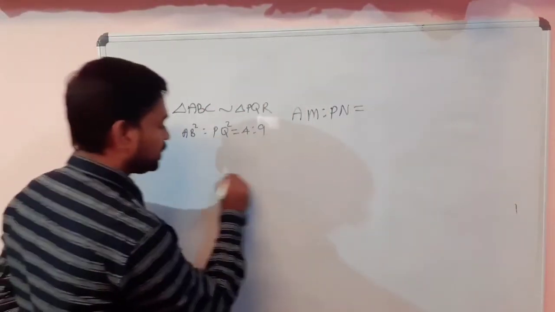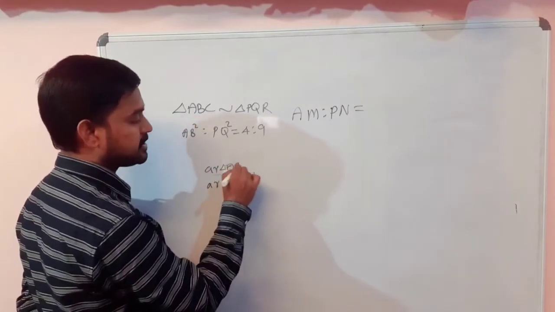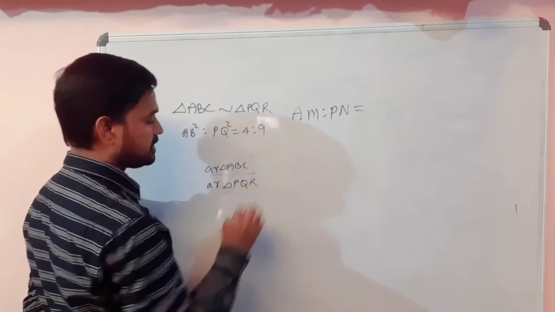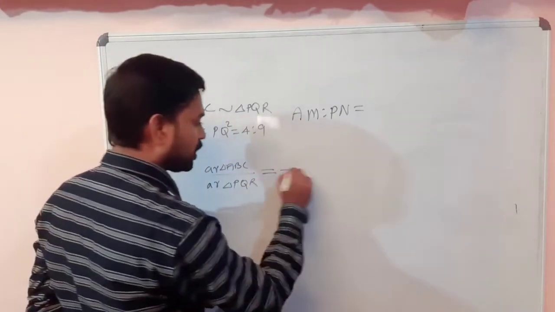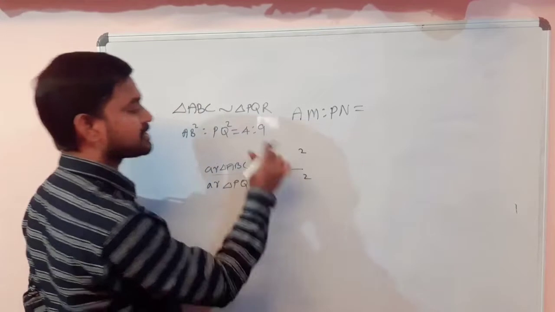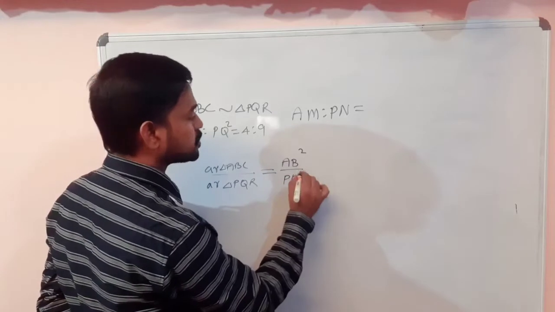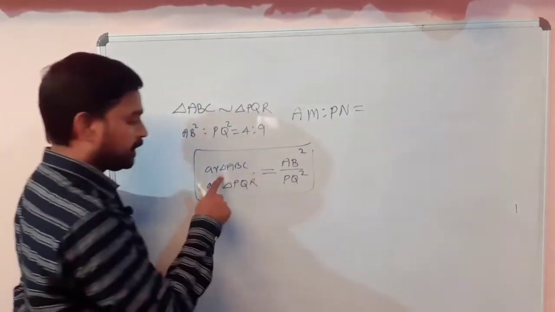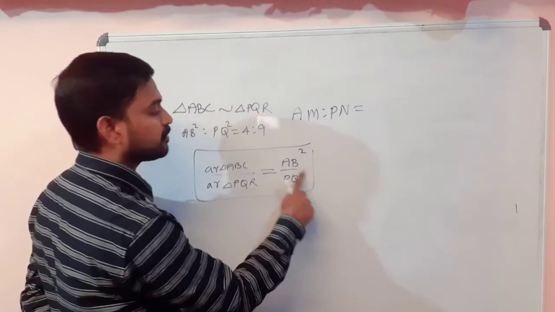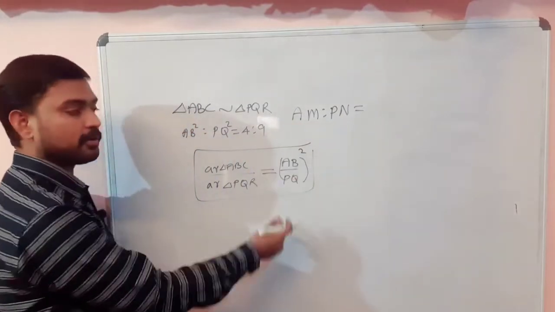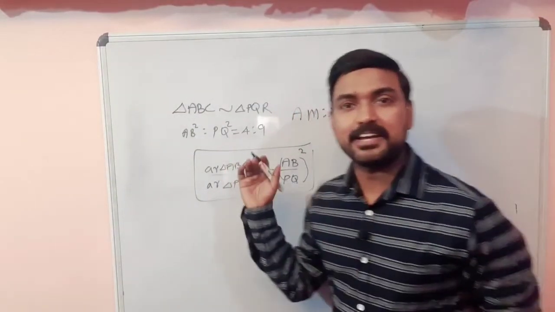What is that? The ratio of areas of similar triangles. What are the areas of similar triangles? Triangle ABC and triangle PQR. So what is this? The ratio of areas of similar triangles is equal to the square of the ratio of their corresponding sides. What are the corresponding sides? AB by PQ. So AB by PQ square. Once again I repeat the theorem. The ratio of areas of similar triangles is equal to the square of the ratio of their corresponding sides. We can give whole square or we can give square to each numerator and denominator. So if we know this theorem, then only we can solve this question.